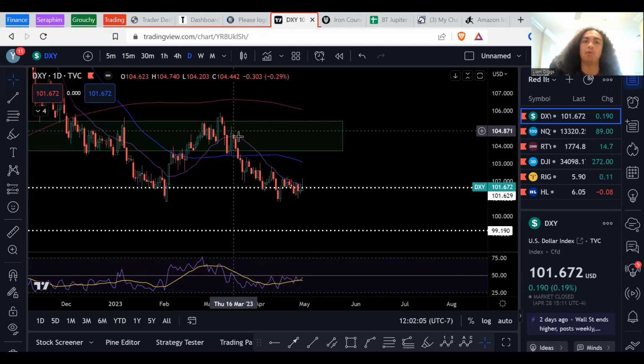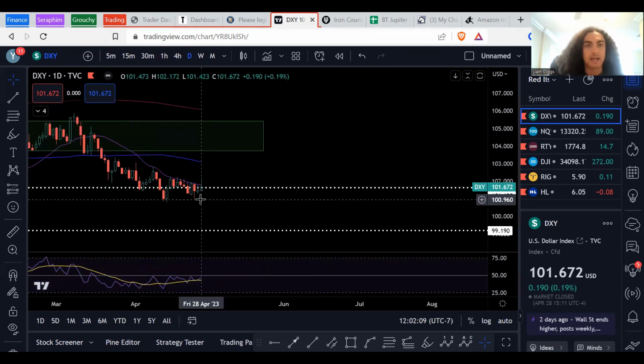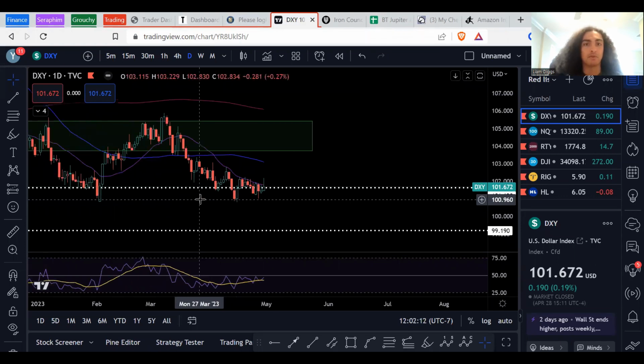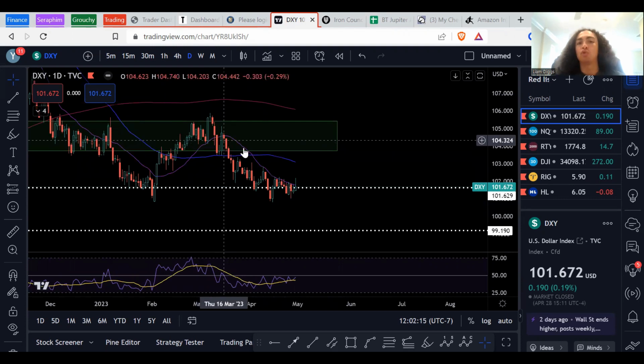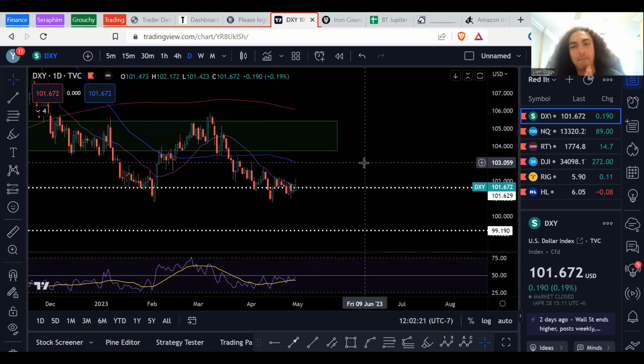You see we are unable to break above the 20-day moving average. If you zoom in on this last candle, that's quite a bearish wick that you see there from Friday the 28th. 20-day average is below the 50-day average. 50-day average is below the 200-day average. So just a lot of bearish sentiment, kind of forcing the dollar to go lower here.